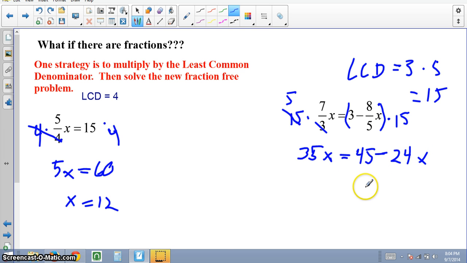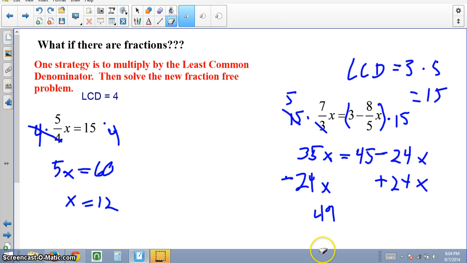And now it's just a regular Algebra 1 problem. I picked the numbers poorly. I thought it worked out well, but apparently I'm not very good at math, because it doesn't work out that nicely. Add 24x to both sides, and you get 49. Yeah, I'm not good at math. That is not right. You get 59.